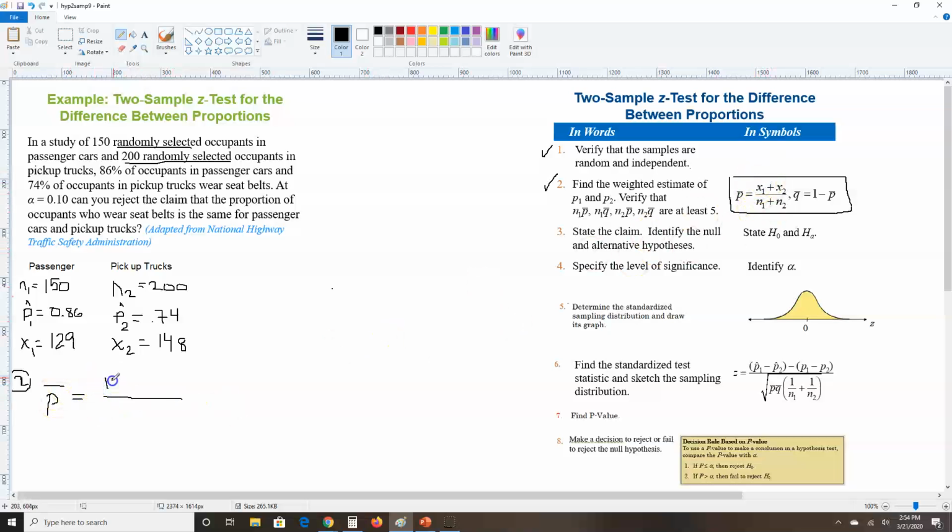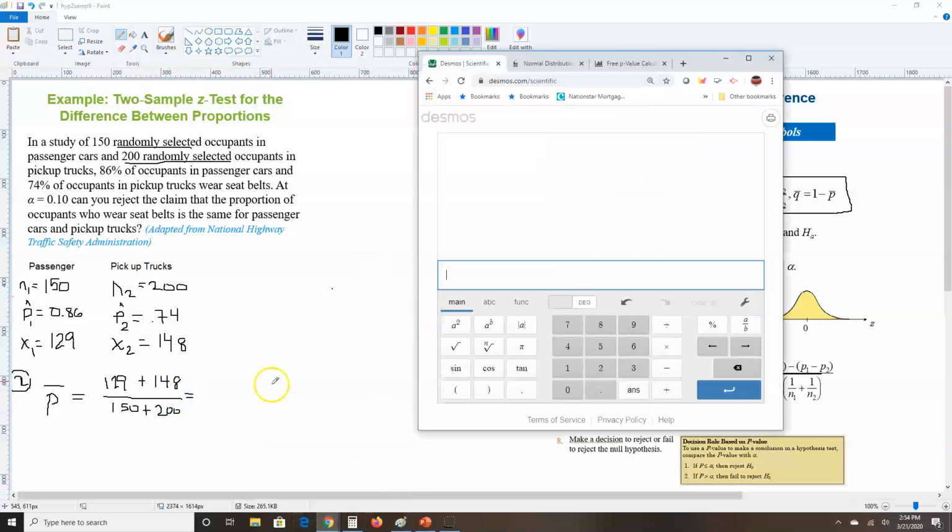X1, 129, plus X2, 148. All of that, I'm gonna divide it by N1, 150, plus N2, 200. And then I'm gonna use my decimal calculator to make things easier. Let me call my calculator here. There it is. I'm gonna type this in here. So fraction 129 plus 148 over 150 plus 200.